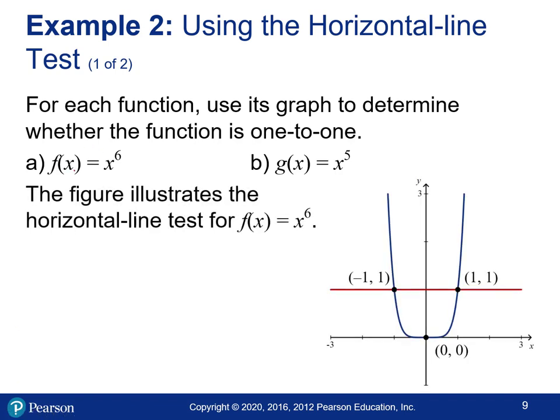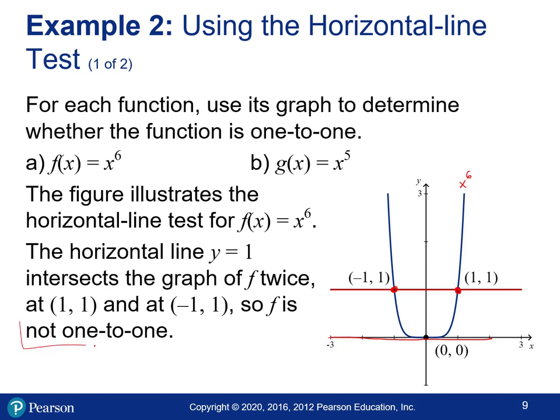Okay, so this first one, f of x equals x to the 6th, that's this graph here. If you graph this, x to the 6th is going to give you this graph. And if you draw any horizontal line through it, okay, this one only hits once right there, but anything above that, you're going to hit twice. So this fails the horizontal line test. So this function is not 1 to 1. So this is not a 1 to 1 function, x to the 6th.